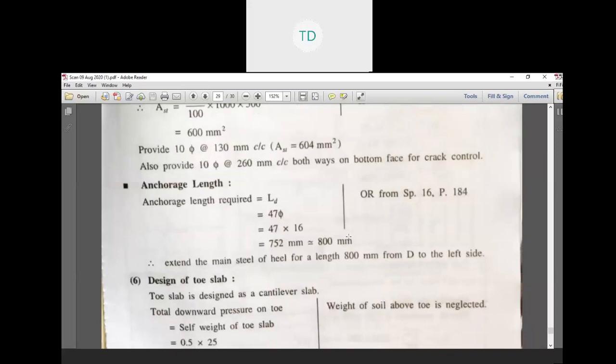Anchorage length required LD is equal to 47 into the bar diameter, which equation is already learned and studied in our previous semester. That's why we take this equation and put the diameter we are providing, 16 mm, and we get the anchor length is similar to 752, which is equal to 800 mm.